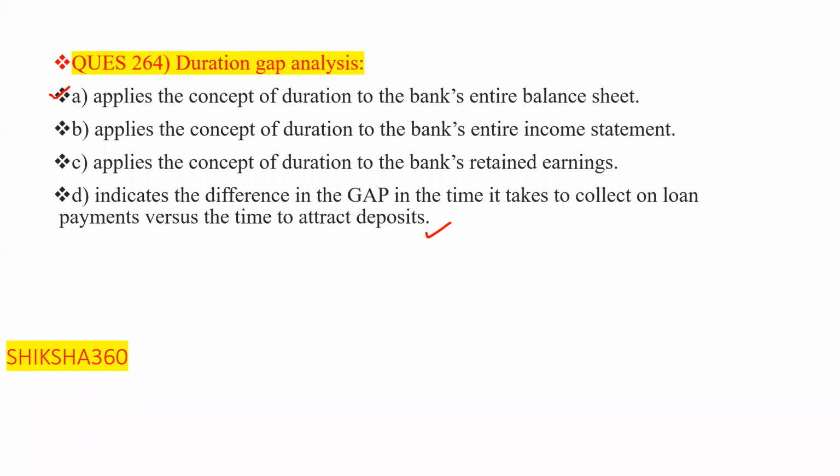First of all, we will discuss some important points regarding the duration gap. What is the formula of the duration gap? First we have to calculate the modified duration: the weighted average modified duration of the assets and of the liabilities. Only after that can we calculate the duration gap. Overall, the concept applies the duration to the bank's entire balance sheet.